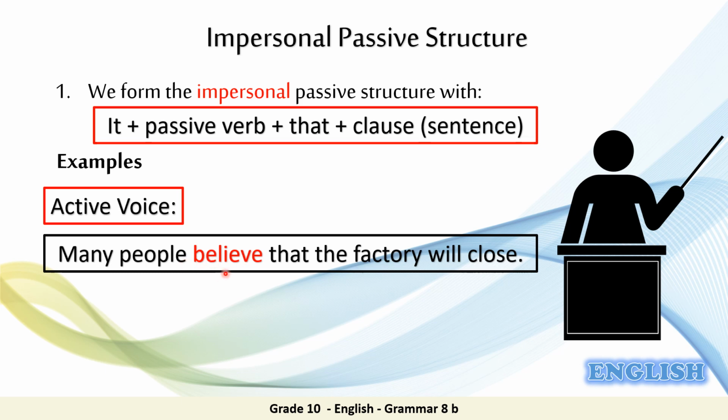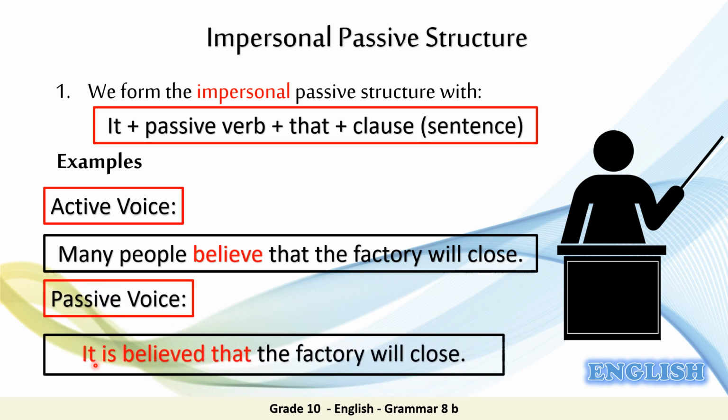That's right. This is the present simple tense. And what is the form of the present simple tense in the passive voice? Let's find out. That's correct. It is believed that the factory will close. Notice here that we don't change anything in the rest of the sentence. The factory will close. We only change the first verb.